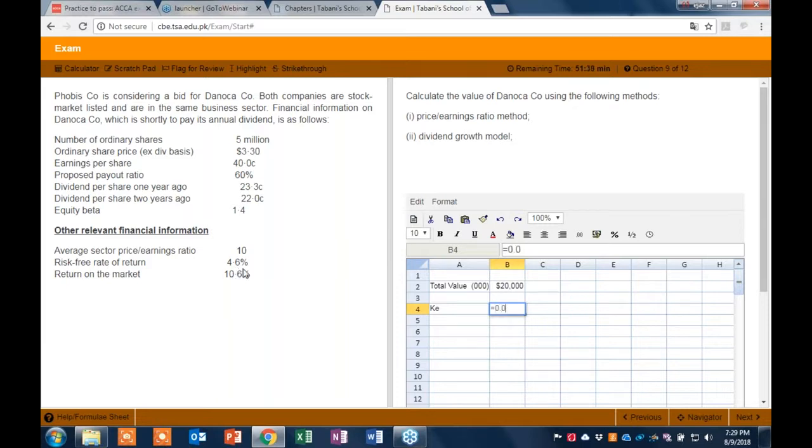The risk-free rate of return is 4.6%, 0.046, plus the equity beta, which is 1.4, into the market return, which is 10.6%, 0.106, minus the risk-free return, which is 0.046. So the cost of equity is 13%. Now let's calculate the price or total value of the company.